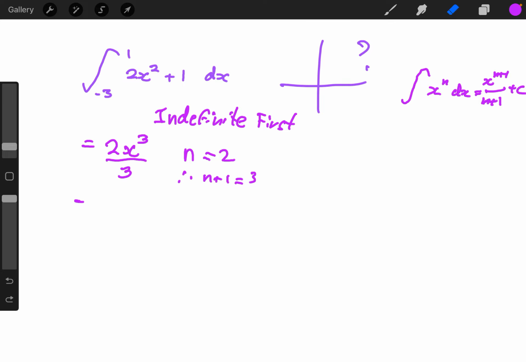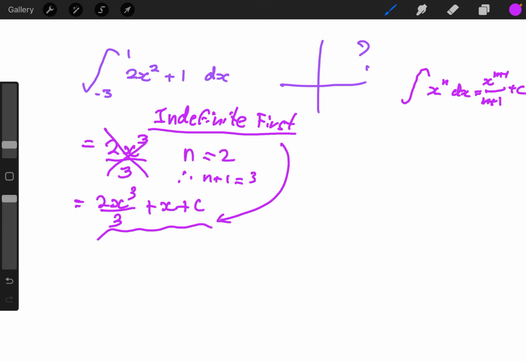That's bad. Alright. Plus, right, just ignore this for a second. Just rewrite it down here so it's clearer. Plus x plus c. That's the indefinite integral, right?